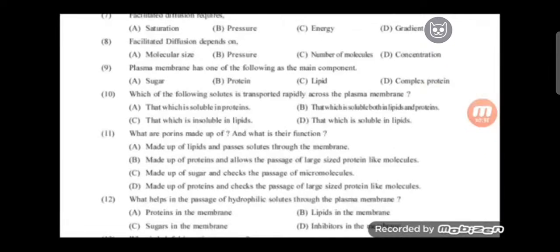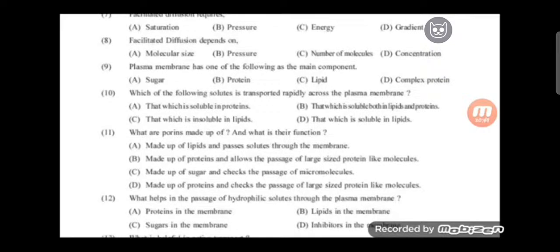So next is question number 10. Which of the following solutes is transported rapidly across the plasma membrane? Option A, that which is soluble in protein, or option B, that which is soluble in both lipids and proteins, or option C, that which is insoluble in lipids, or option D, that which is soluble in lipids. So which one is the answer? You have to say.